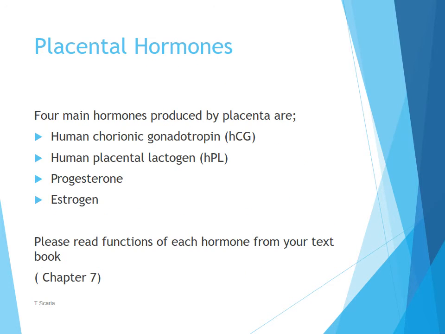Now let us talk a little bit about the placental hormones. There are four main hormones. They are human chorionic gonadotropin, human placental lactogen, progesterone, and estrogen. I want you to read the functions of each hormone from your textbook, from chapter 7.